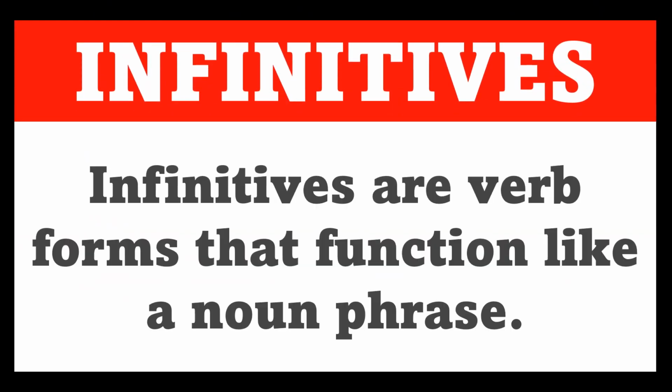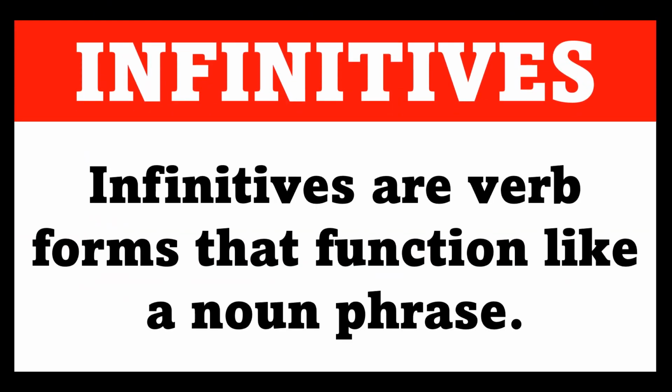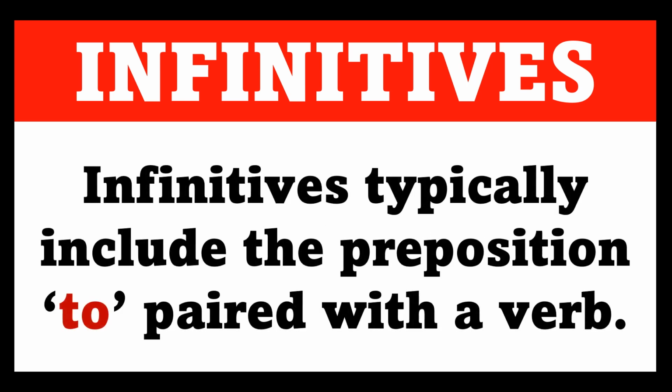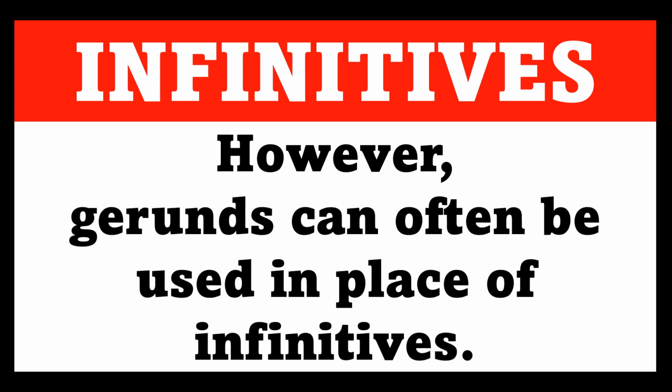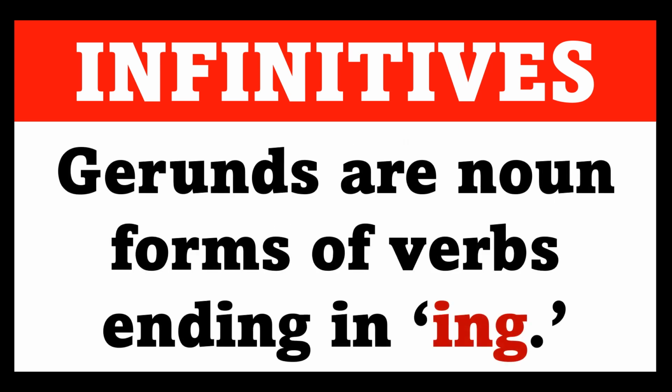Now, on to infinitive forms. Infinitives are verb forms that function like a noun phrase. Infinitives typically include the preposition to paired with a verb. However, gerunds can often be used in place of infinitives. Gerunds are noun forms of verbs ending in ing, the participle verb. Now, this might be a little confusing if you're not familiar with these terms, so let us take a look at a few examples in practice so you can understand the difference between an infinitive and a gerund.